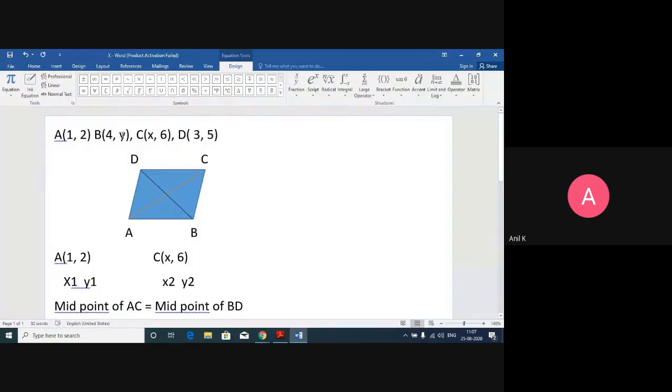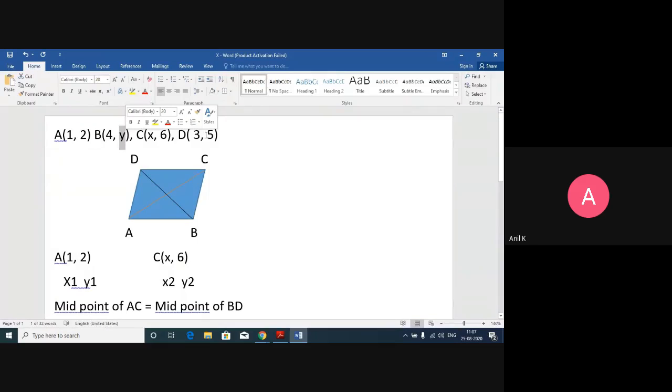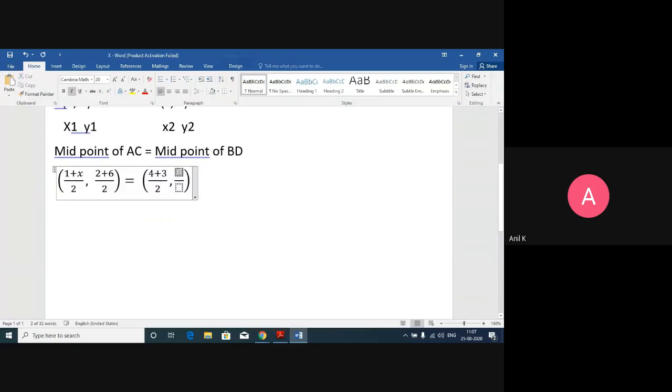BD, right? y1 plus y2. y1 value is y, y2 value is 5. So y plus 5 by 2. If I simplify further, I know if 2 points are equal, then the corresponding x coordinates are equal and the corresponding y coordinates are equal. So I use the same logic here.